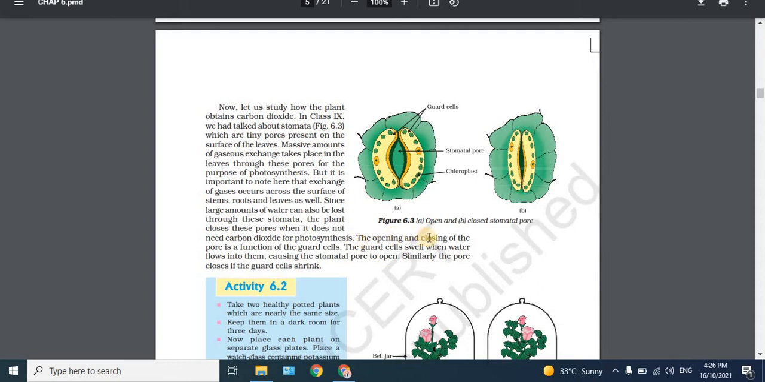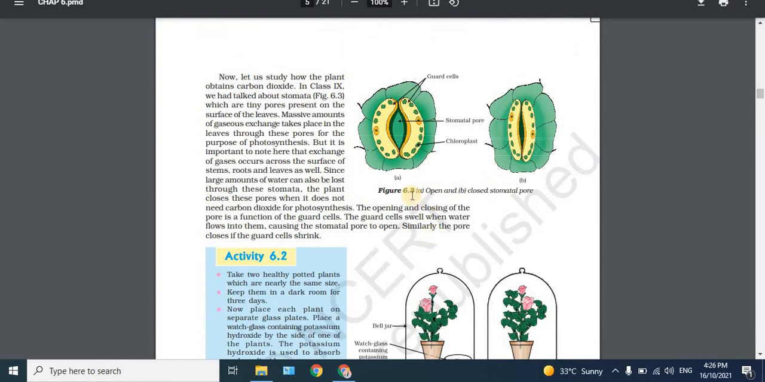The opening and the closing of the pore is a function of guard cells. The guard cells swell when water flows into them, causing the stomatal pore to open. Similarly, the pore closes if the guard cells shrink. Here in figure 6.3, A is the open and B is the closed stomatal pore. In A, this one is the chloroplast. This area is a stomatal pore. This is the guard cells.